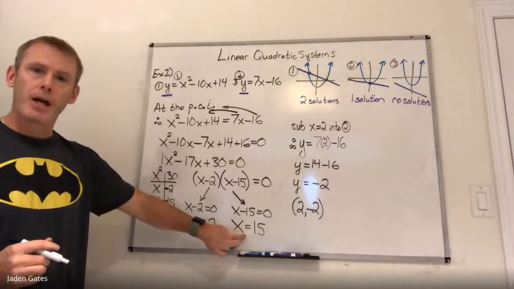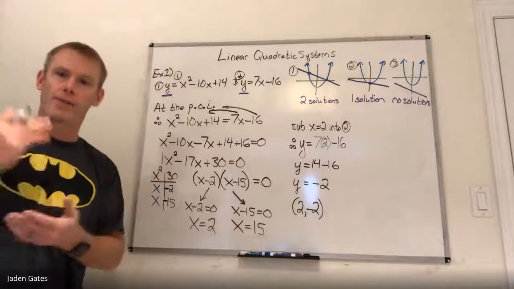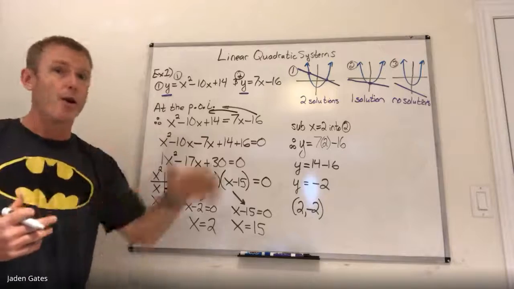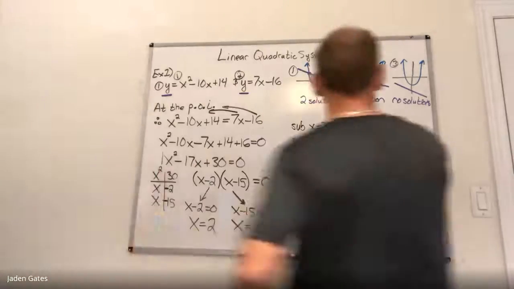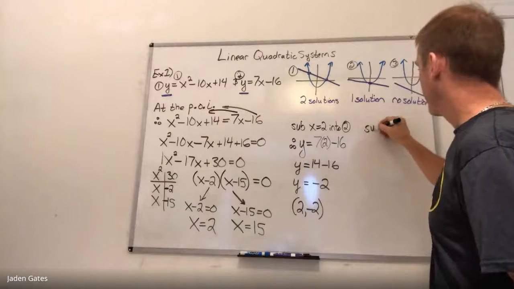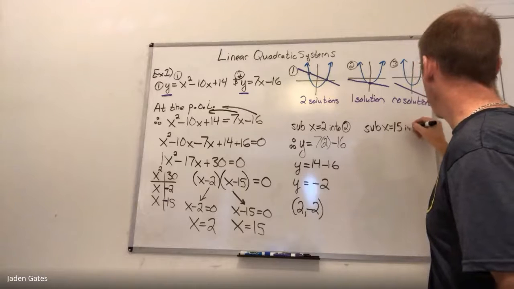There's one, but there's 2 of them. I've got to do the same thing now with the x equals 15. I've got to sub that into one of the equations. Doesn't matter because they have the same x and the same y. You get the same answer. But again, I'm going to go with equation number 2 because it's easier. So now I'm going to sub x equals 15 into that second equation.